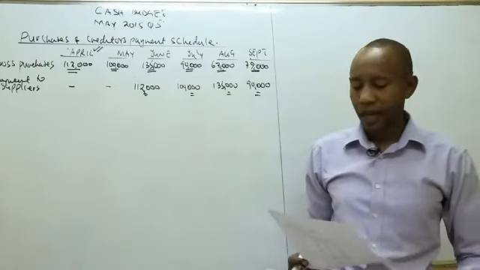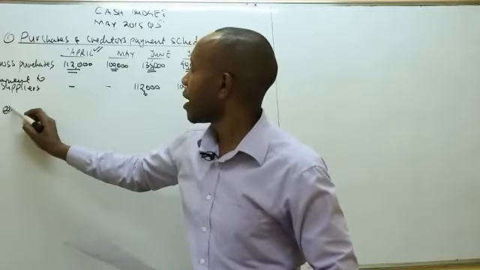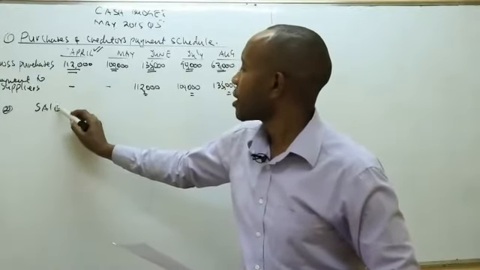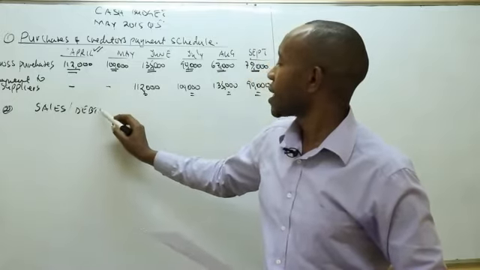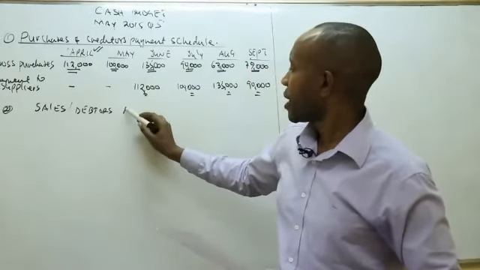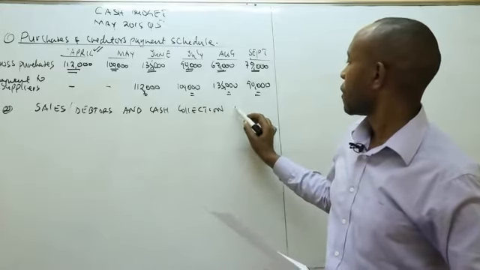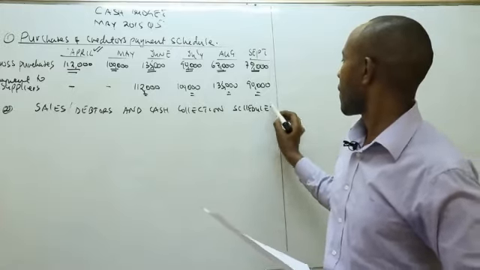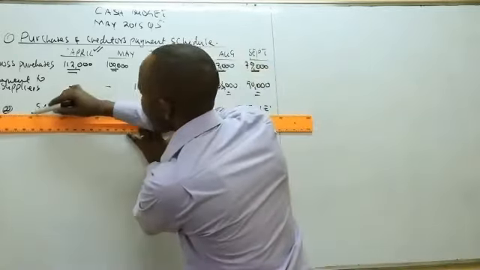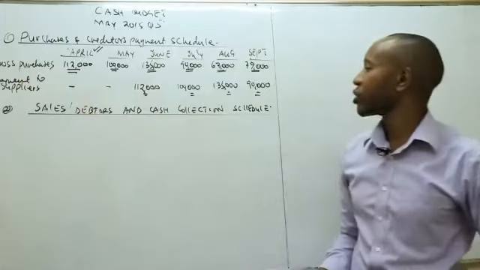Okay. Now, very good. Now, let's have workings two. This is workings one. Then we have workings number two. So we will have these as our sales, or the debtors, and cash collection schedule.